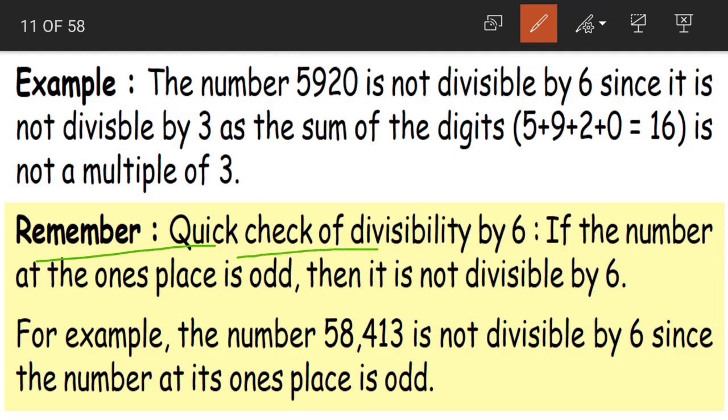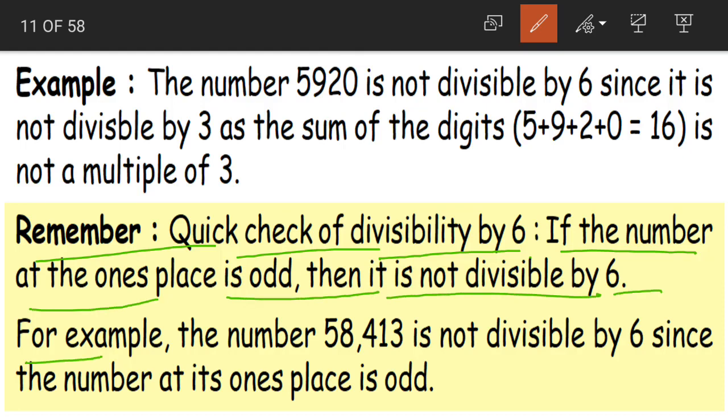Here we are having a quick check of divisibility by 6. If the number at the ones place is odd, then it is not divisible by 6. Okay, what are they saying? If a number at the ones place is odd, then it is not divisible by 6. But it does not mean that if the number at the ones place is even, then it will be divisible by 6. Okay, children? Even an even number can sometimes not be divisible by 6.